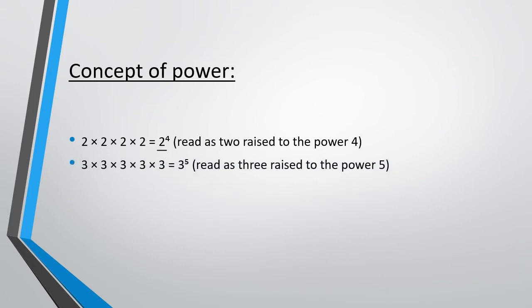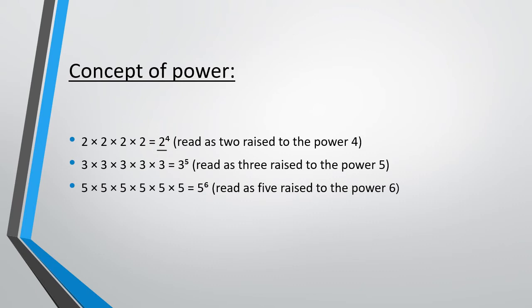Here there's another example. 3 is multiplied with 3 itself 5 times. Repeatedly it's multiplied with 3 5 times. It can be written as 3 raised to the power 5. Here 5 is multiplied with 5 repeatedly 6 times. So it will be written as 5 raised to the power 6. This form of writing is also called what, children? As I mentioned earlier, it is called the exponential form of writing numbers.